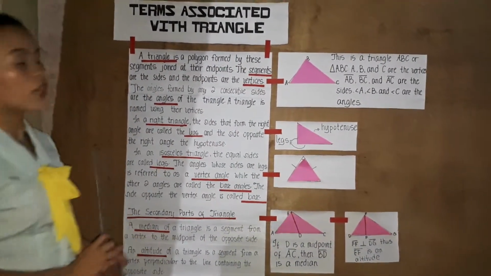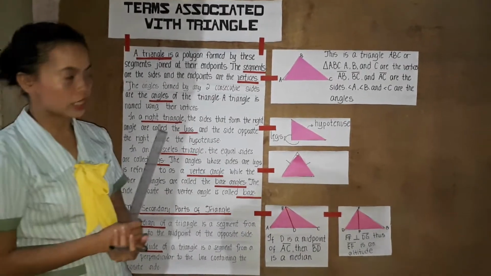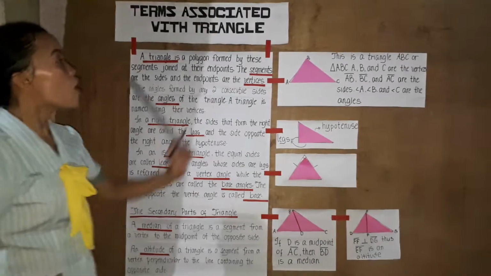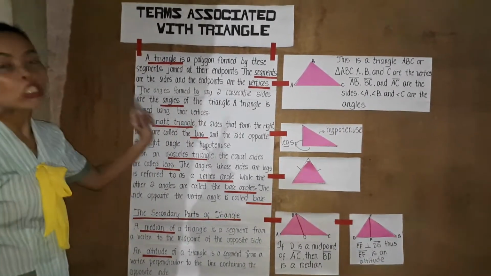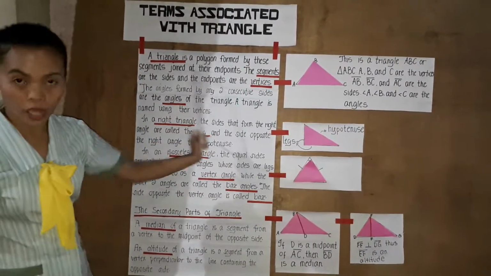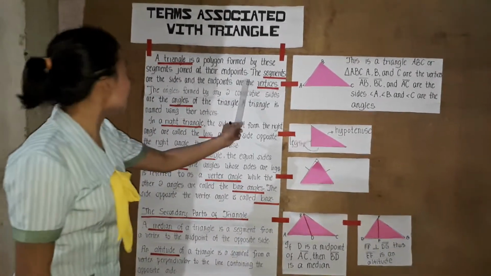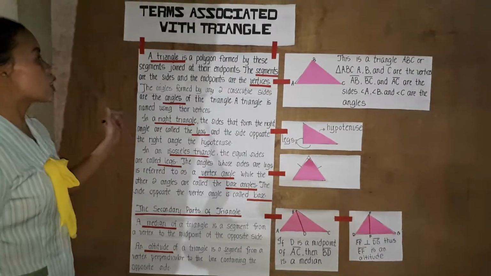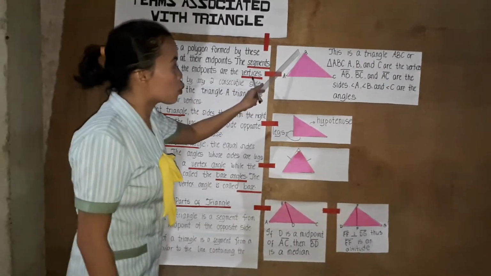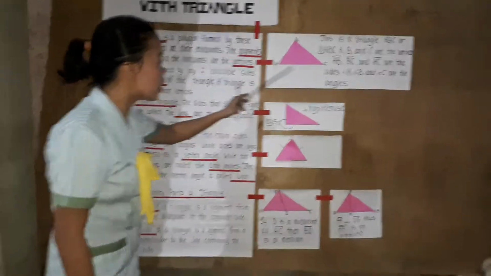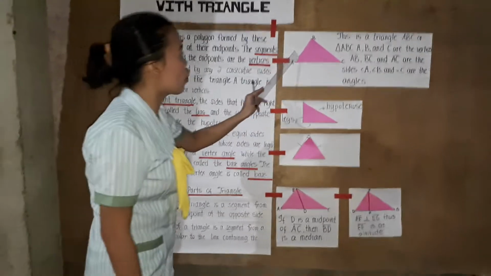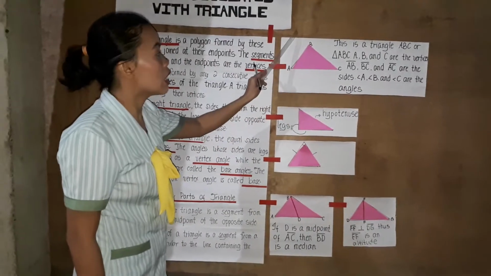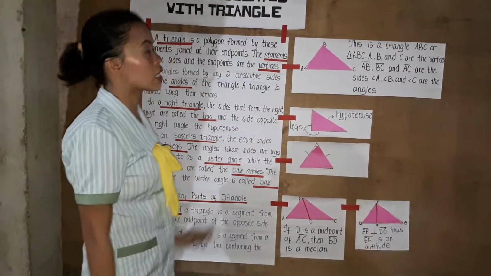So please read. Okay, very good. So we have a triangle is a polygon formed by three segments joined at their end points. And then the segments are the sides and the end points are the vertices. So again, formed by its three sides. We have three sides here. And then we have vertices. Every side forms vertices.